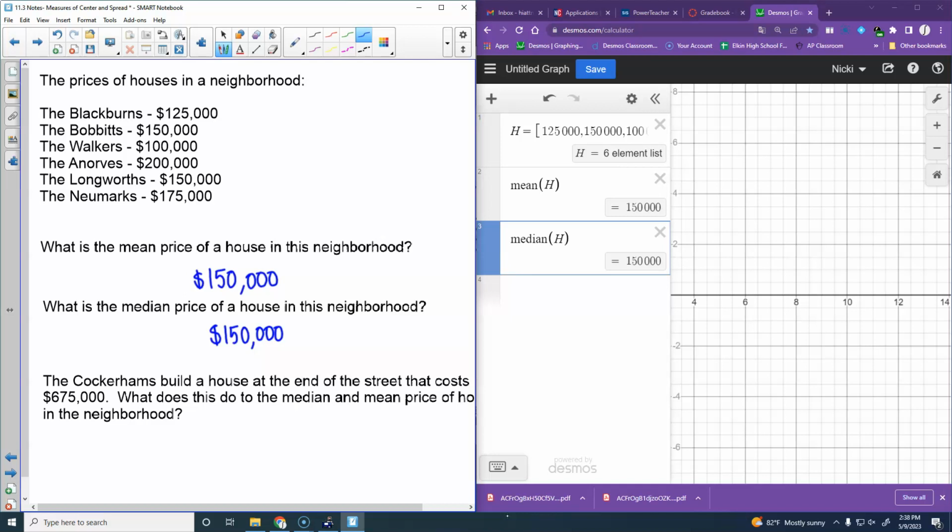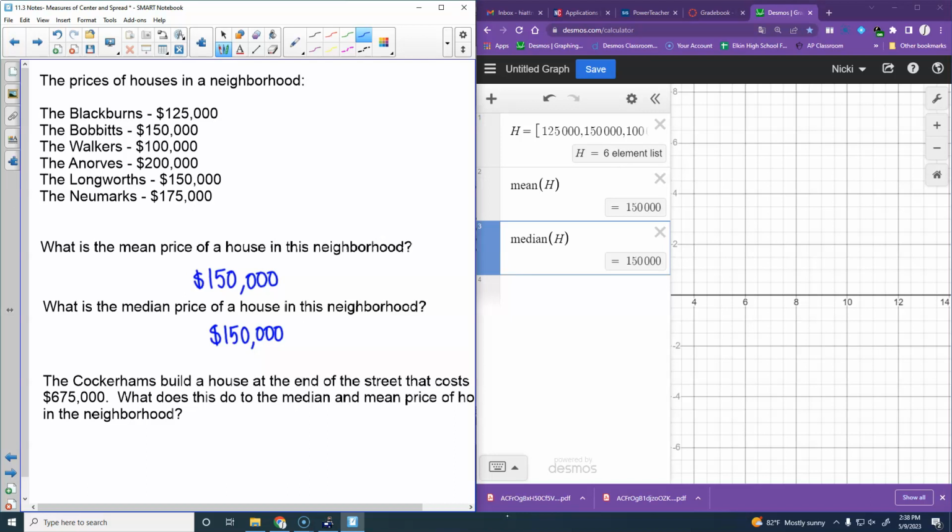Now, in this particular neighborhood, you got all the houses ranging from like 100 to 200,000. They're pretty similar in their value, right? Some are a little more expensive, some are a little bit cheaper, but there's nobody that's way above. But the Cockrams are going to build a house at the end of the street that costs $675,000.